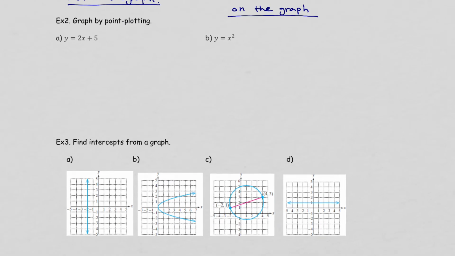Graph by point plotting. This is going to be a given linear equation. Anytime we're graphing a linear equation, we're going to end up getting a straight line. So they are asking you to graph this linear line by point plotting. For point plotting, we need to see if we can find a few points. Because it's a straight line, we only need 2 points to draw it. But let me use 3 points to make sure it will be a straight line, right?